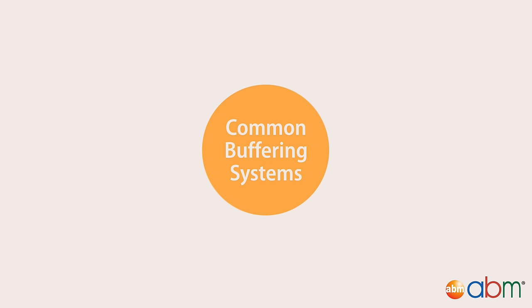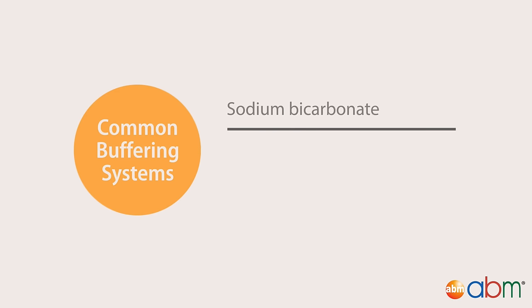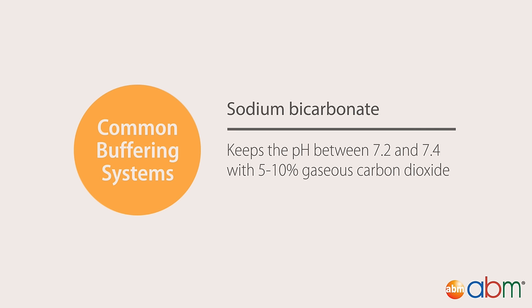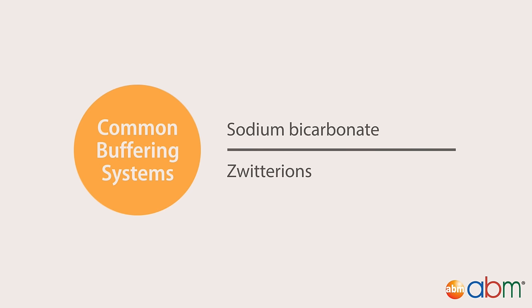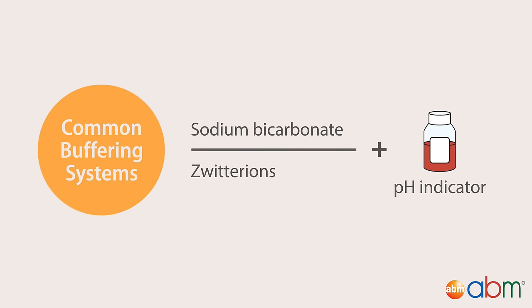As physiological fluids have a neutral pH, the culture media also have a buffering system to ensure that the proper pH is maintained. One way to achieve this is to use sodium bicarbonate to keep the pH of the media between 7.2 and 7.4 with 5-10% gaseous carbon dioxide. Another common buffering system involves the use of zwitterions, such as HEPES. In both kinds, it is common to have a pH indicator, such as phenol red, added to the media so the scientists can visually monitor the changes in pH.